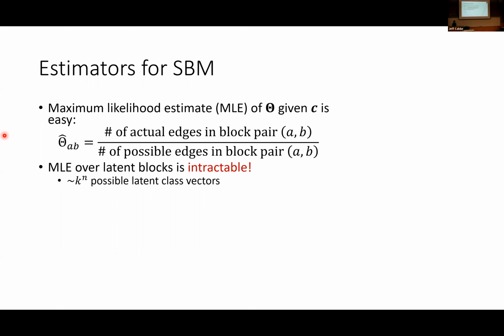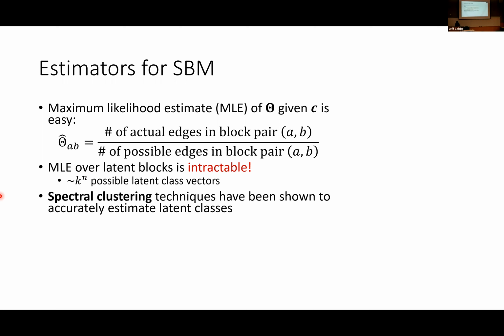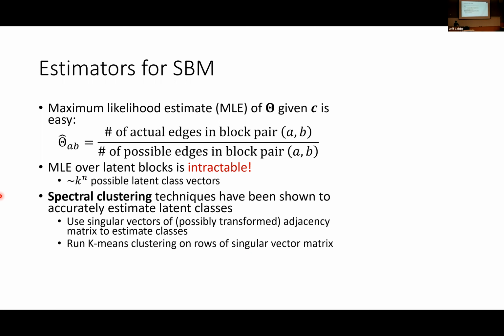If you don't, the maximum likelihood over those latent blocks is intractable. Basically, you have on the order of k to the power of n possible latent class or block vectors, because that's a discrete variable. And so you need to come up with ways to approximate these. So spectral clustering techniques have been shown to accurately estimate these latent classes. And the basic idea here is you take the singular vectors of the adjacency matrix, or possibly a transformed version of that, to go and estimate your classes. And then you run k-means clustering on the rows of the singular vector matrix.